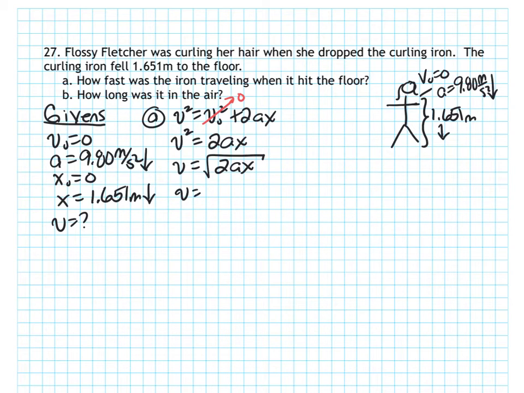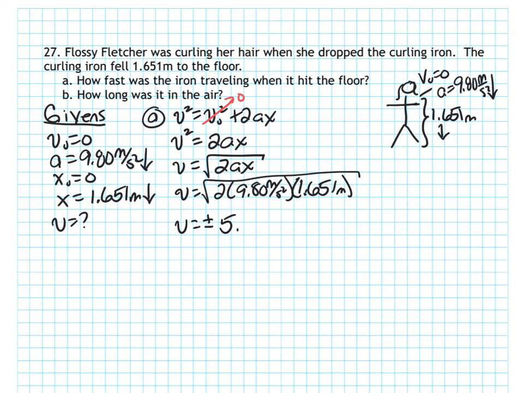Well, that's easy. So 2 times, again, I'll make everything going down positive, not negative. They just have to be the same sign because they go the same direction. 1.651 meters, square root. This will give me a velocity. Velocity is equal to plus or minus 5.69 meters per second.